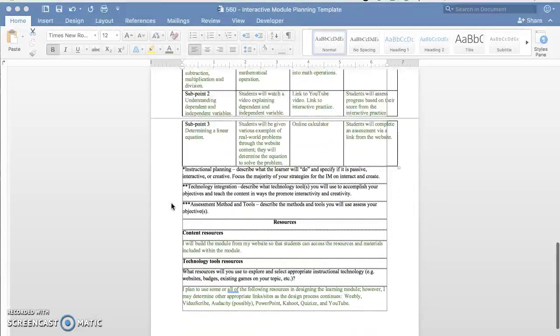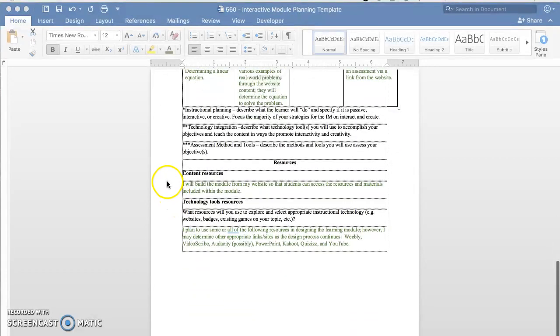We move further down on the template. We talk about the content resources. I plan to build the module for my website so that students can access the resources and materials included in the module. And then in terms of putting all the technology tools and resources together, my intent is to use some or all of the following resources that are listed on the page, although I can't say this is an exhaustive list because every day I'm discovering new things and possibly new ways to integrate that.